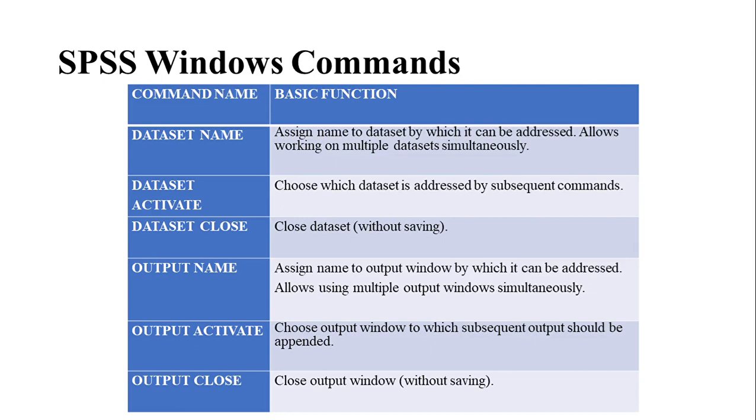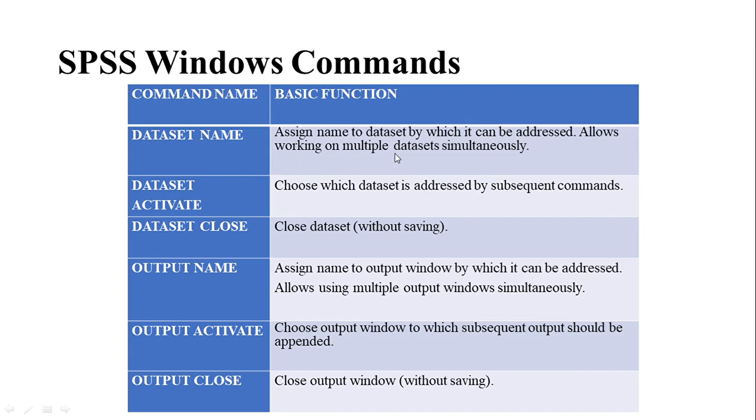So the most useful ones are the ones which I have listed in this table. The first one is the dataset name. This is used to assign a name to a dataset by which it can be addressed, allowing work on multiple datasets simultaneously. So let's say you want to work on multiple datasets, you just specify different names for all the datasets so that you can run them simultaneously.